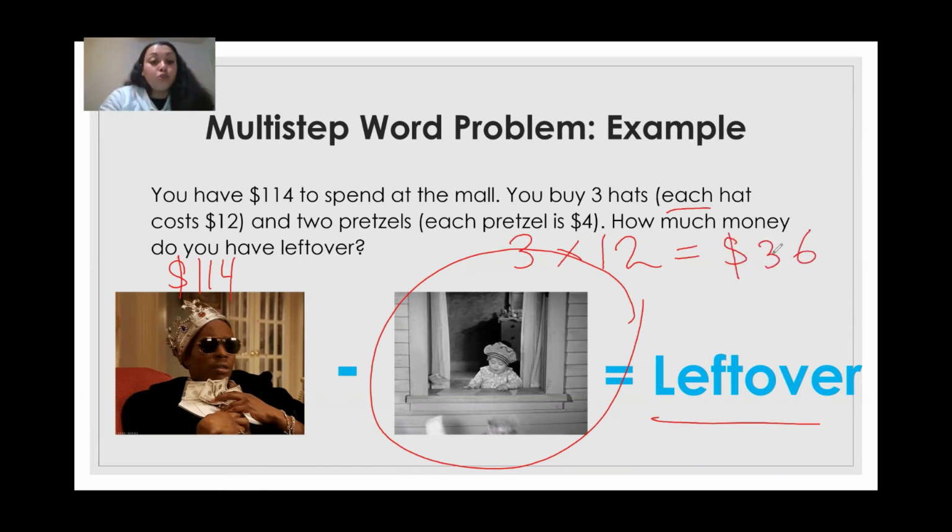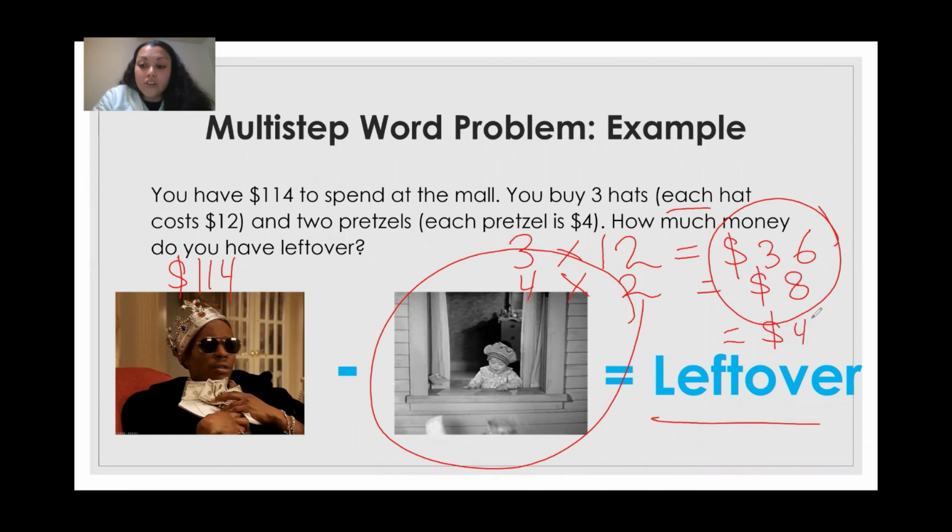So then we bought 2 pretzels, each for $4. Again, if we have 2 pretzels, each are 4, so 4 plus 4, that's 8, or 4 times 2, which is also 8. So again, we have $4 for each pretzel, and we bought 2 of them. So we spent $8. So how much total did we spend? Now we have to add what we spent. So we spent $36 and $8. If we add these together, we get $44. So we spent $44 at the mall.